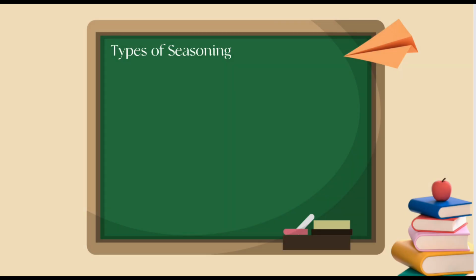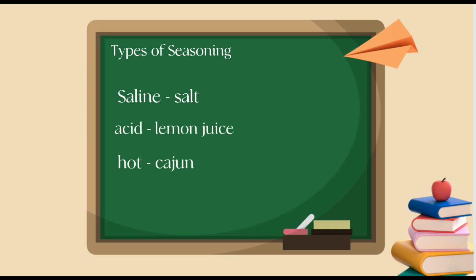Now, there are 3 different categories of seasoning. So we have saline, I think that's how it's pronounced, which is salt, acidy seasonings, which includes lemon juice, and hot, which includes Cajun.